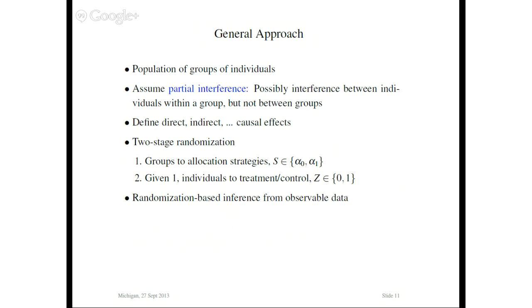And then in order to draw inference, we're going to imagine, again, sort of the ideal situation that I can do a randomized experiment. In this case, we're going to do a two-stage randomized experiment. In the first stage, we're going to randomize groups to different levels of coverage, different allocation strategies. And then at the second stage, we'll randomize individuals to receive treatment or not, conditional on what their group was assigned in the first stage.